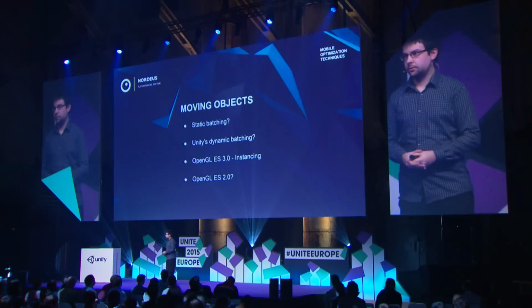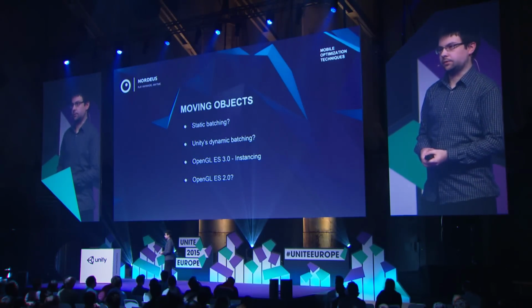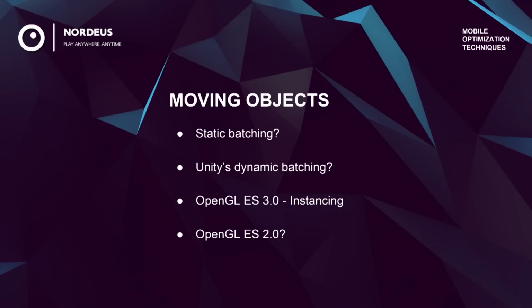We cannot use static batching because the objects are moving. Maybe you could use Unity's dynamic batching, and that's what we first tried, but it didn't work. The issue is that Unity's dynamic batching has a limit to the number of vertices that it can batch. This is done for performance considerations. You also cannot choose what objects will be batched and what won't. And those 2 factors simply didn't work for us.